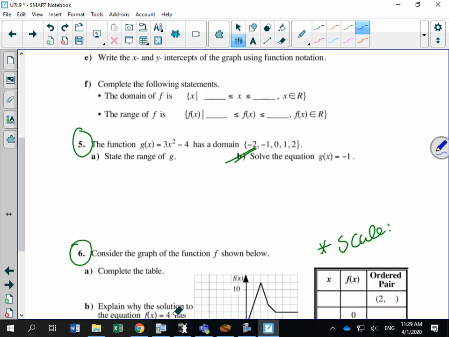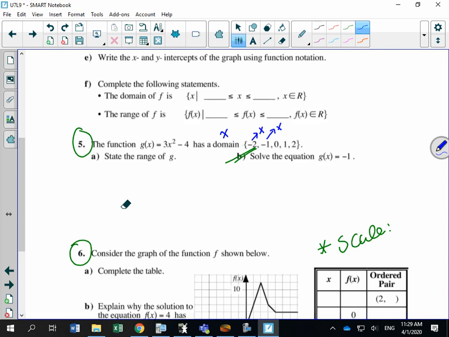Number 5, the function g of x is given by this equation here, and it has this domain. How would you do A? A says state the range. Okay, domain. Domain are my x values. So x is -2, x is -1, x is 0, x is 1, x is 2. What are the corresponding y values, or the range, when we're given these x values?